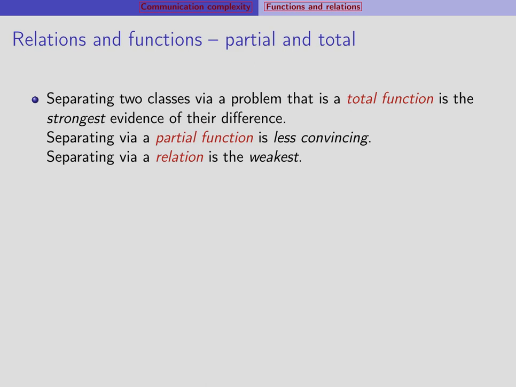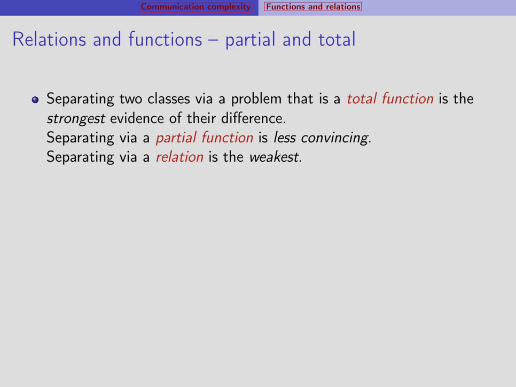The definition is obvious. Recall that our problems, all of them, are bipartite. There are two players, each of them receives his portion of input. In the case of a total function, the space of allowed input pairs is a product set, and for every possible pair from that product set, there is exactly one correct answer.